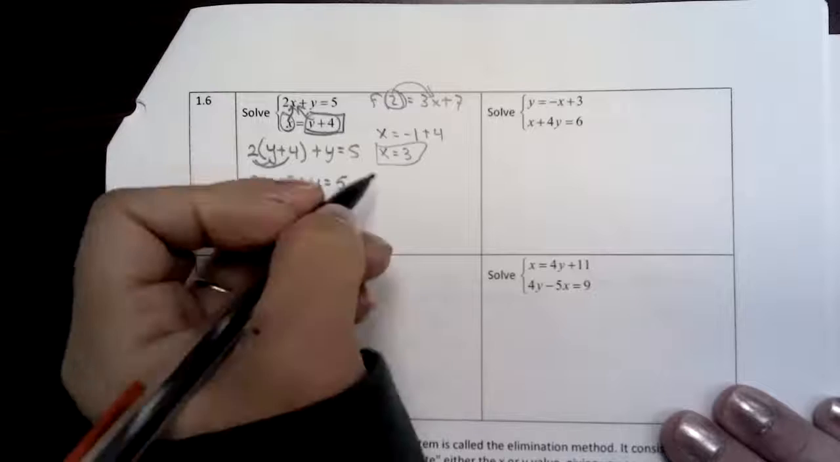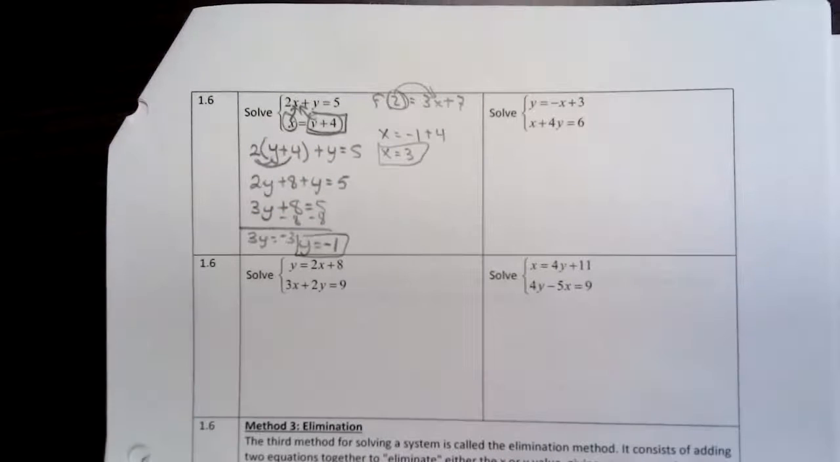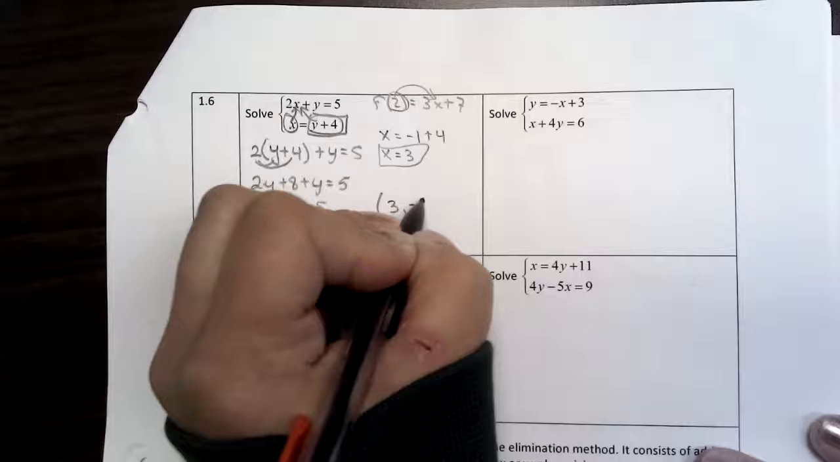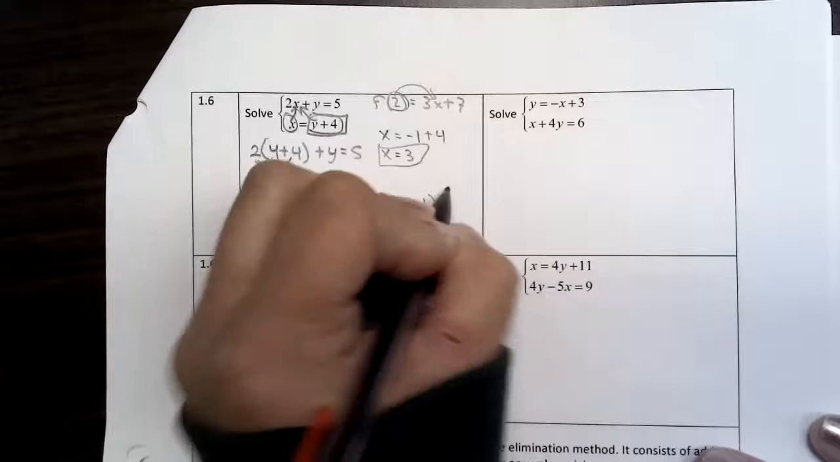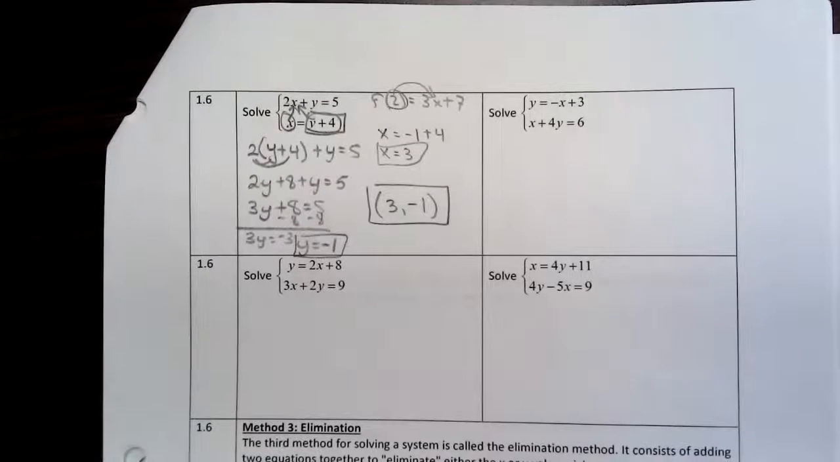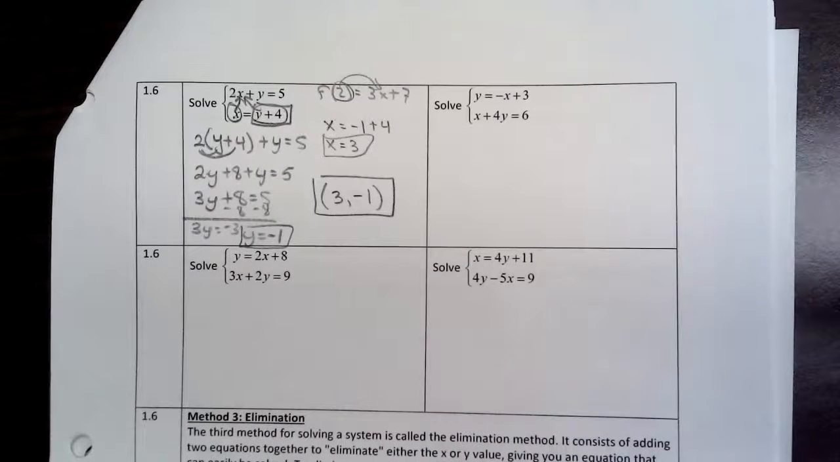But remember, this isn't my answer. I will count you wrong if you do that. Most teachers will. It has to be a coordinate. It's 3, -1 is the solution. That is where those two lines cross. Okay. Let's take a look at the next one.